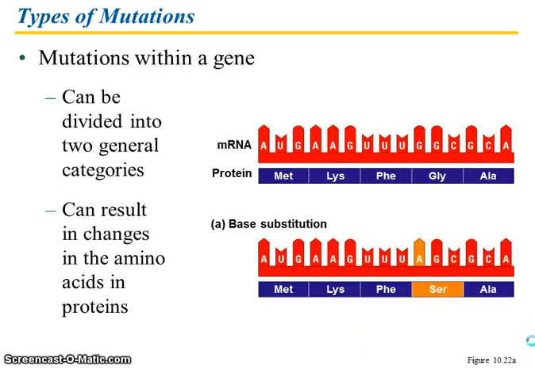There are two types of mutations. The one that we looked at with sickle cell, and is shown here, is a base substitution. We've changed a single nitrogenous base. Sometimes these can be silent, they don't change the amino acid sequence. Sometimes they do.